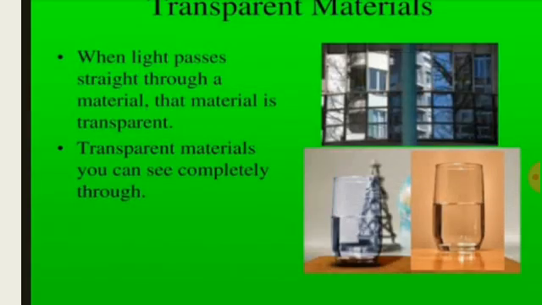So now first we are going to talk about transparent materials. When light passes straight through a material, that material is transparent, just like glass or glass windows from which light can pass easily or we can see through them easily. So the glass windows behave as transparent materials. With transparent materials you can see completely through them.